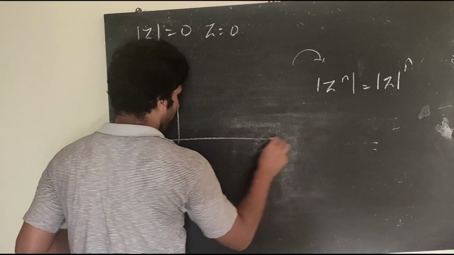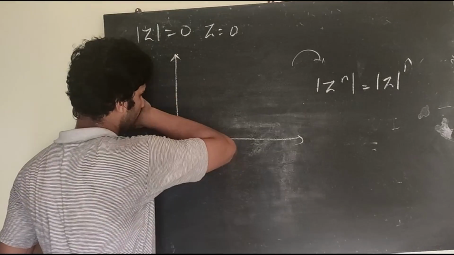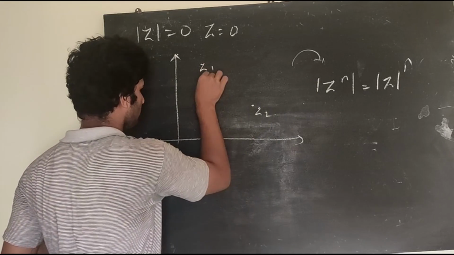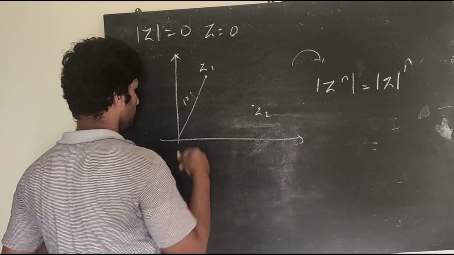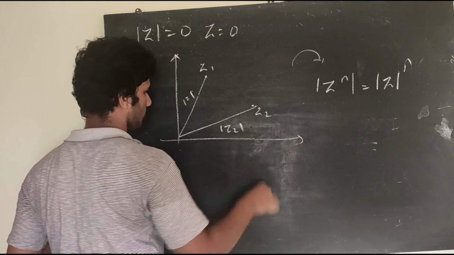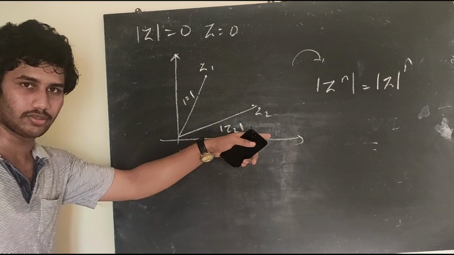Now, if I have a triangle, I plot, let's say z1 is over here, z2 is over here, and this is my modulus of z1, and this is my modulus of z2. Now, these are positional vectors.